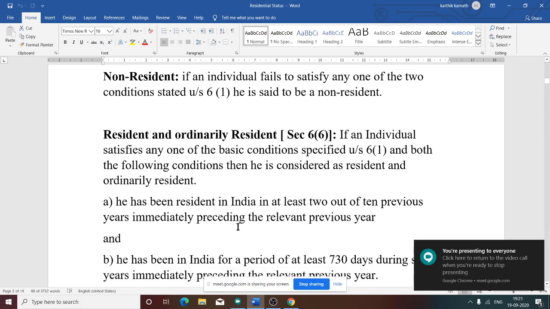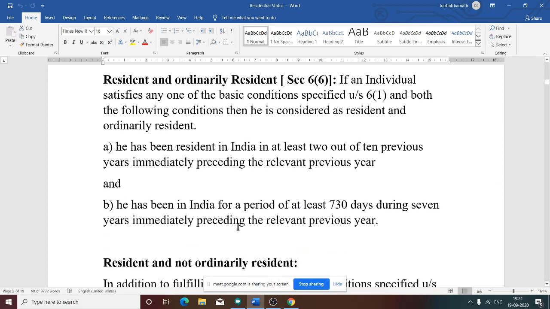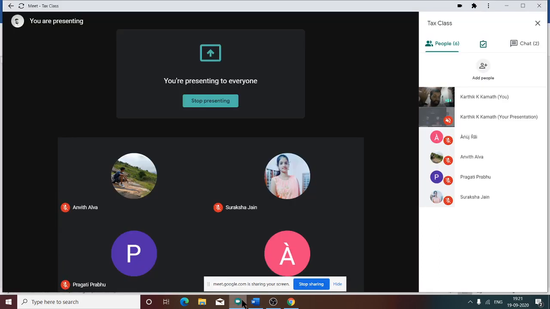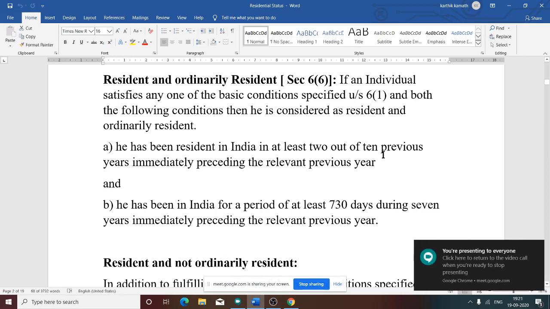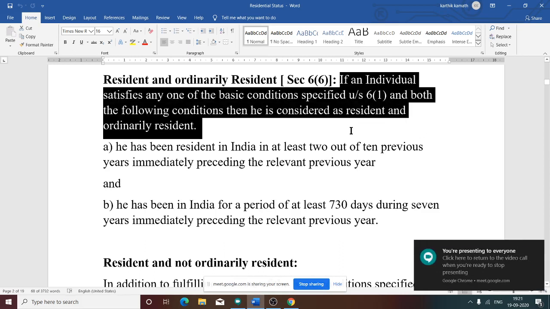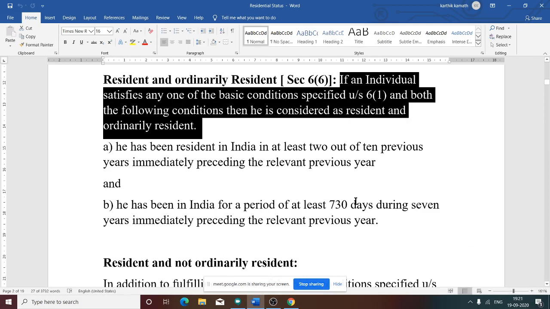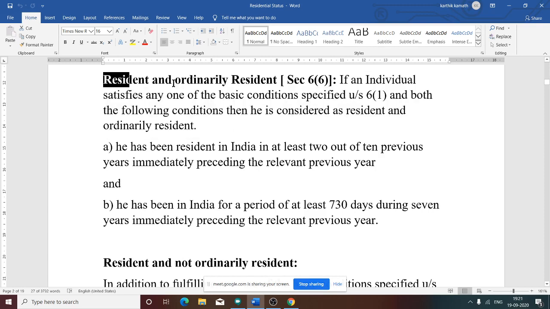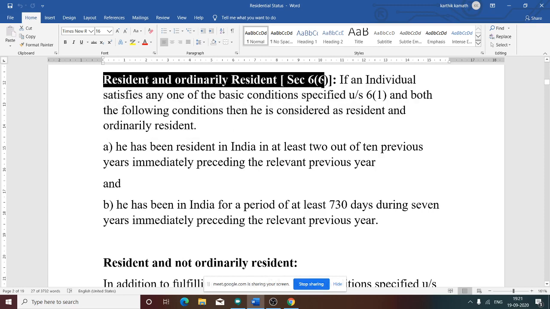Now resident and ordinarily resident, section 6 clause 6. What is section 6 clause 6? It is also termed as the additional condition. Section 6 clause 1 is the basic condition, and section 6 clause 6 is the additional condition. If an individual satisfies any one of the basic conditions specified under section 6 clause 1, we know that person is a resident. Then, if he satisfies both the additional conditions as well, he becomes resident and ordinarily resident.